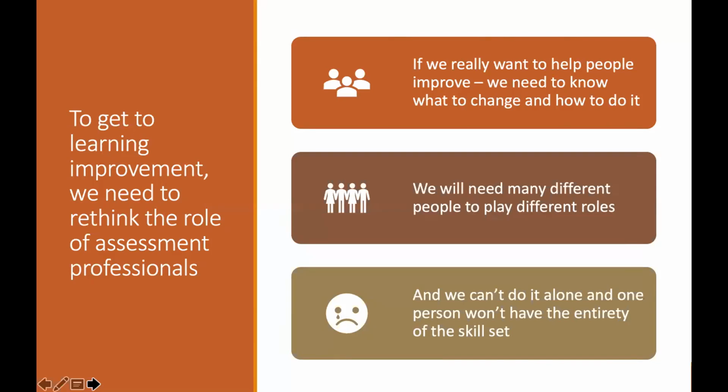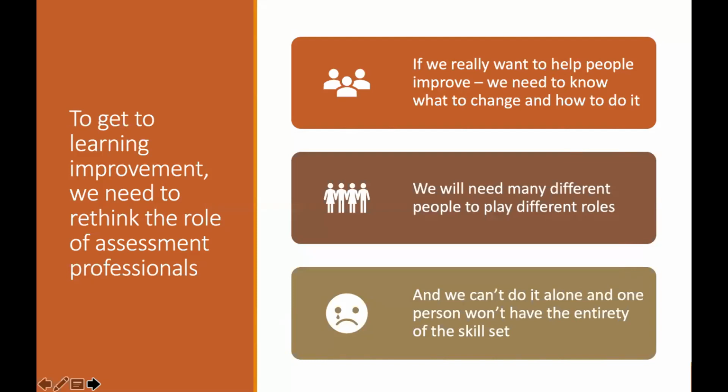So if we really want to help people improve, we need to be able to understand what to change and how to do it within the structures and the organizations that we exist in and work within. And if we don't know how to navigate that space, we can have a lot of great ideas, but we're not going to see traction or movement on the ground.